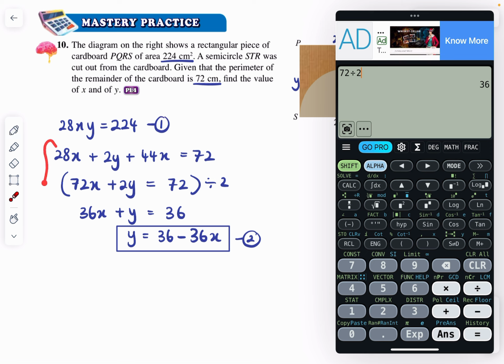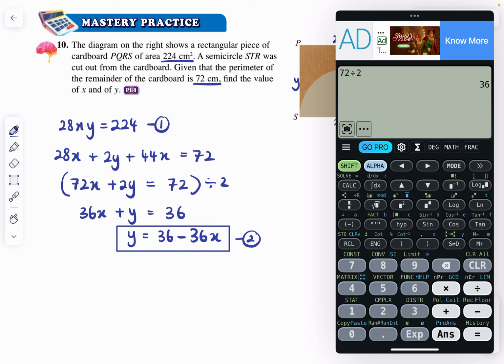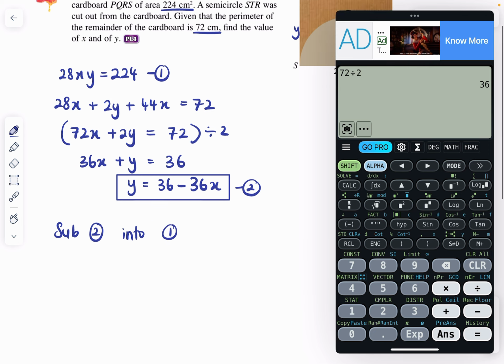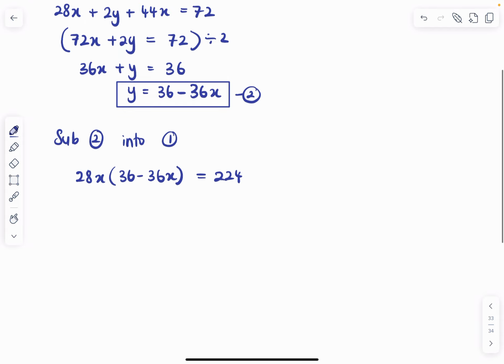This whole thing is the same thing now. We're just simplifying and then making y the subject. Now we have equation 1 and equation 2. We can just substitute the y into here. So we say sub equation 2 into equation 1. So 28x times y equals 224.